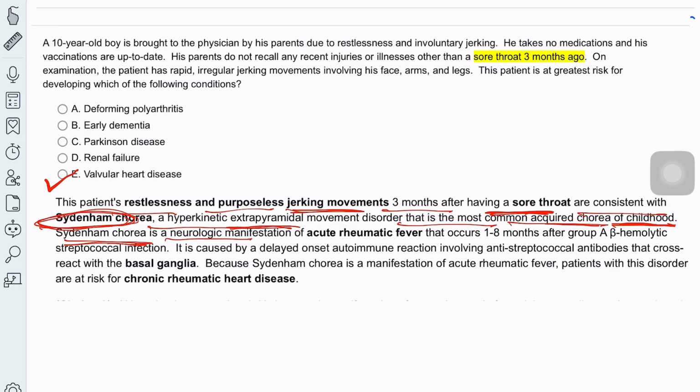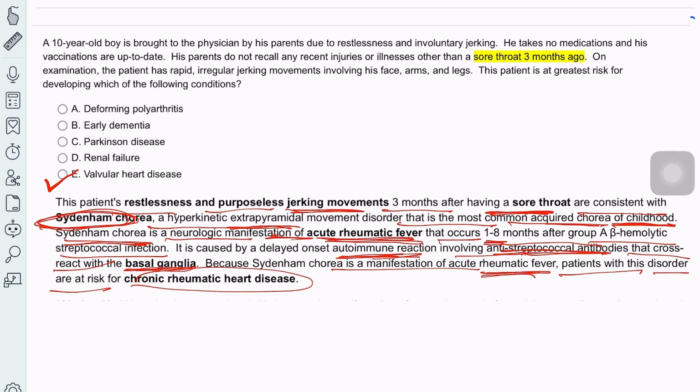Sydenham chorea is a neurological manifestation of acute rheumatic fever that occurs 1 to 8 months after a group A beta hemolytic streptococcal infection. This is caused by a delayed onset autoimmune reaction involving anti-streptococcal antibodies that cross-react with the basal ganglia. Because Sydenham chorea is a manifestation of acute rheumatic fever, patients with this disorder are at risk of chronic rheumatic heart disease and valvular heart disease.